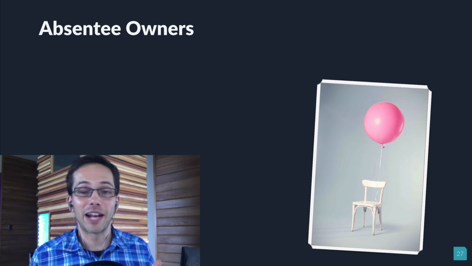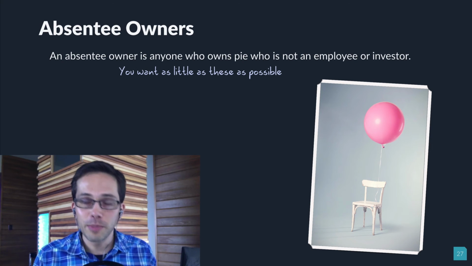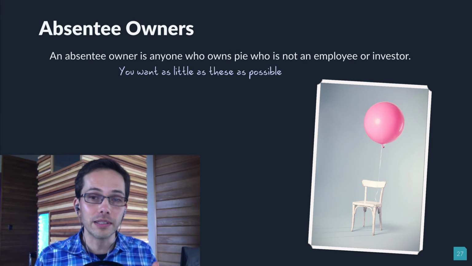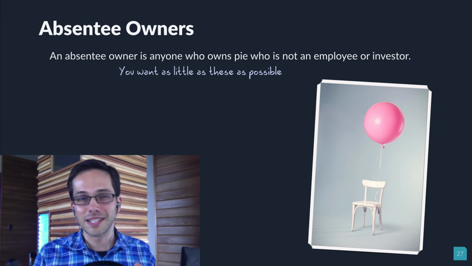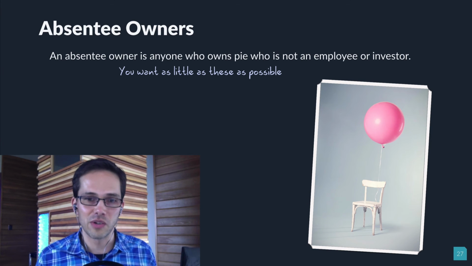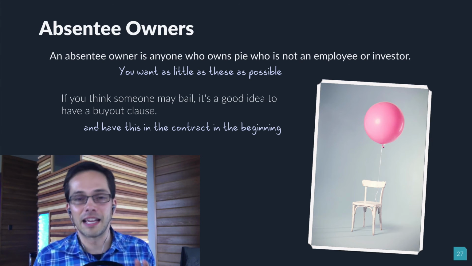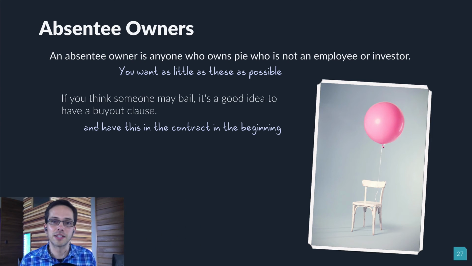This brings me to talk about absentee owners, basically anybody who owns pie who's not an employee or an investor. As you're building your business, you want to try to get as few of these people involved as possible. Because when you get into things like investment, investors don't like having people who own slices of the pie that don't work on it. And also it can demoralize other people on your team if they feel like people who don't work here are still getting value from all the work we're putting into it. So if you think somebody may bail, it might be a good idea to have that buyout clause in their contract and do it in the beginning, so they know you can do it.